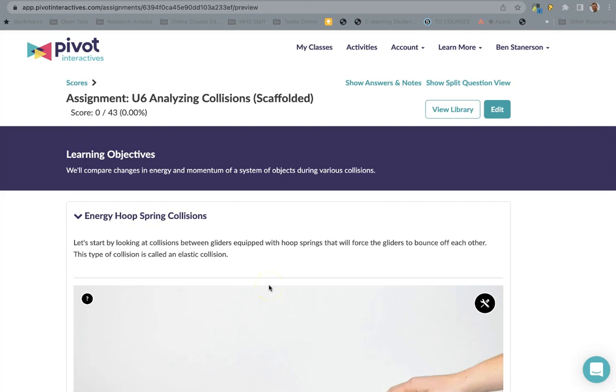Hello, welcome physics students. I want to walk you through the pivot for Unit 6 that analyzes collisions, and go through some of the details to help you decipher it, especially the second part.